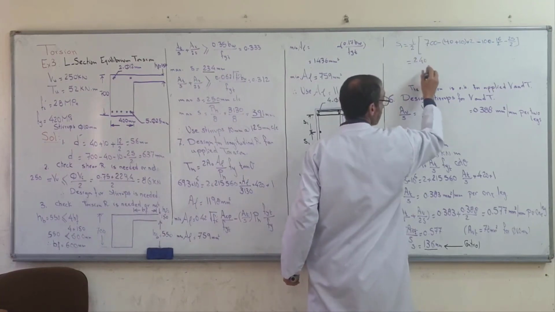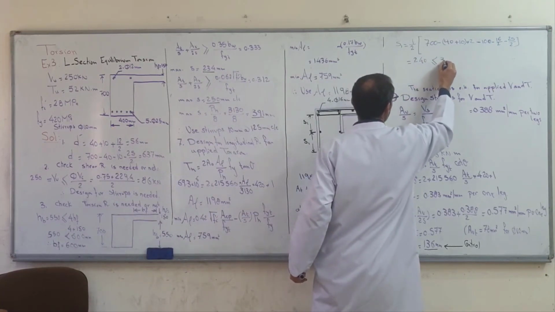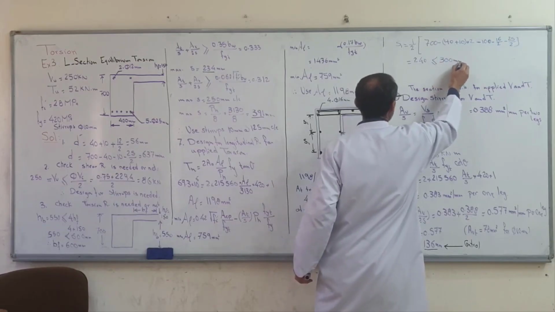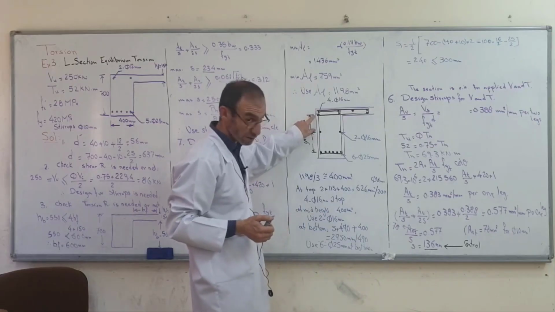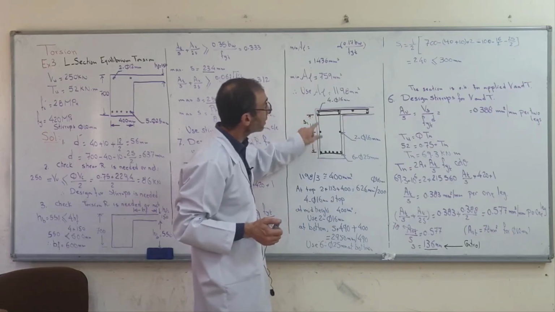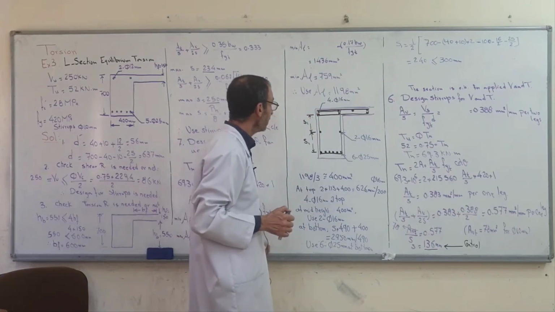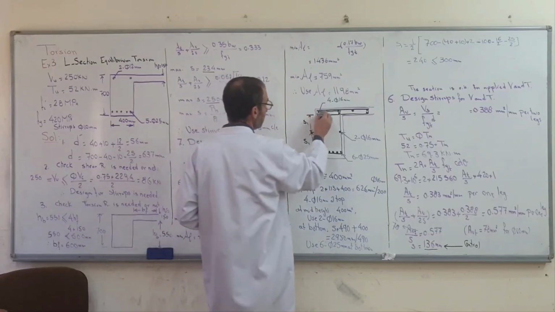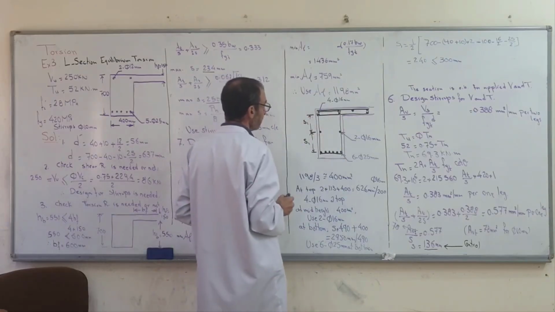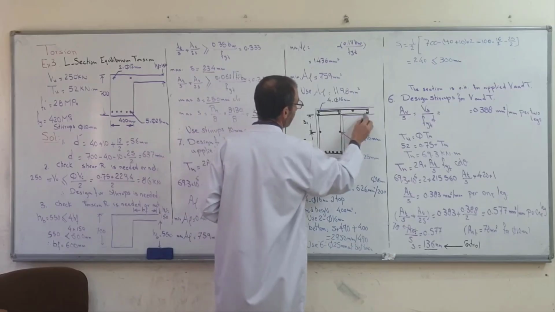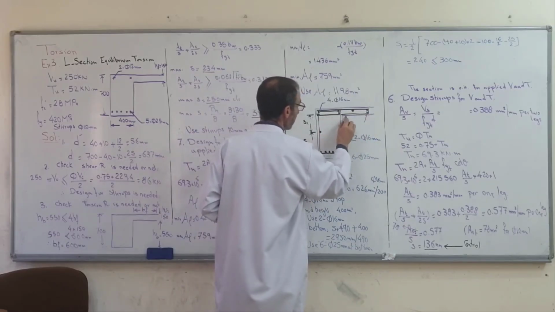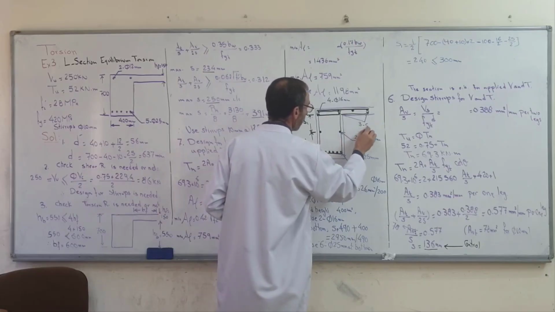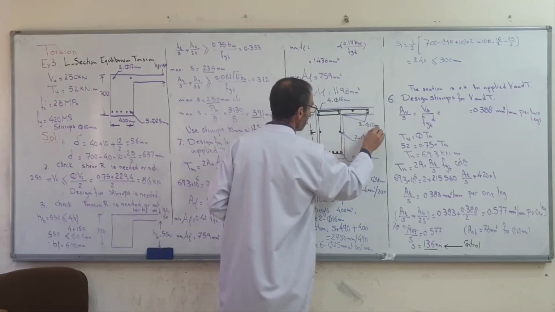240 millimeters. Is this accepted or not? This must be less than 250 millimeters. This is accepted according to the requirement. In each corner we must put reinforcement. Here 1, 2, 3. In each corner we put reinforcement. Corner here, 3, 5, 12 millimeters.